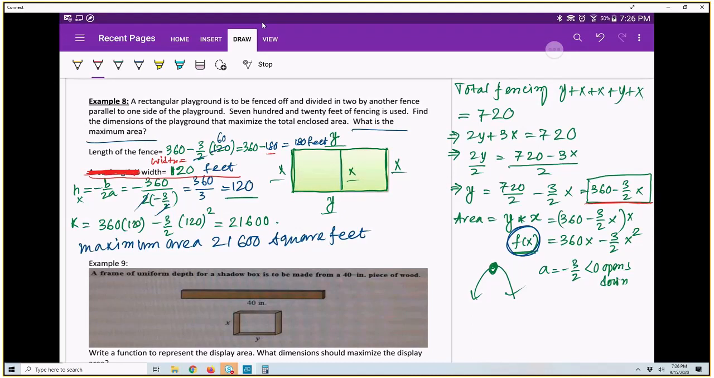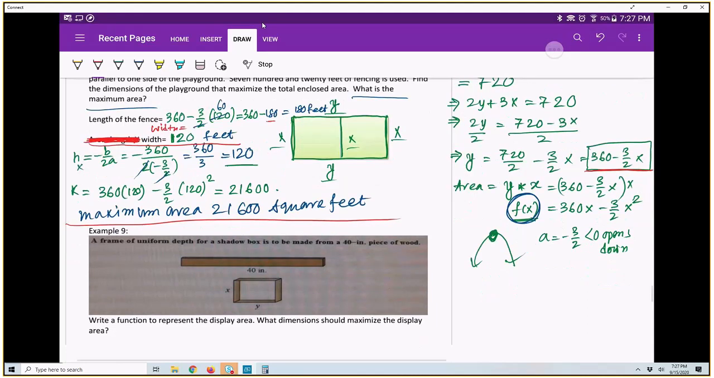And then as we have talked about, the maximum area is given by the y value of the vertex of the parabola, which is k. So that is 21,600 square feet. Answers my question. A little different type of problem.